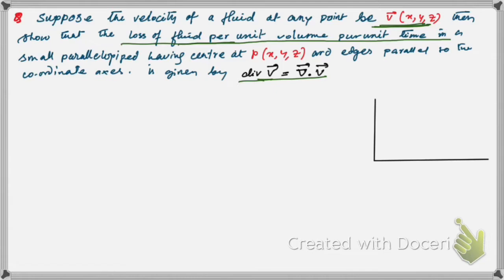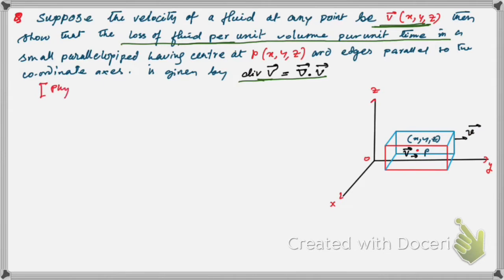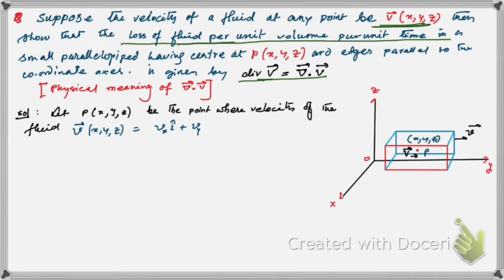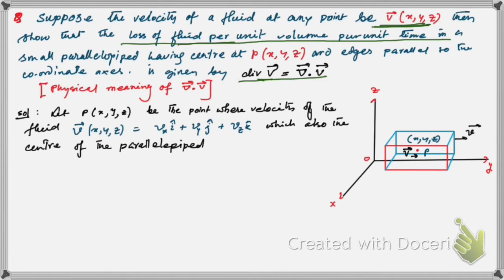So here you see, let me draw a parallelepiped. You can see this is the parallelepiped. Let me draw. This is the point P at the center of the parallelepiped, with coordinates x, y, z, and the velocity at this point is suppose v, right? Now this is the physical meaning of divergence of v. So solution: let P be the point where the velocity is vx i cap plus vy j cap plus vz k cap, right, which is also the center of the parallelepiped, this point P. So at this point this is the velocity and it is also the center of the parallelepiped. We have imagined it that way.